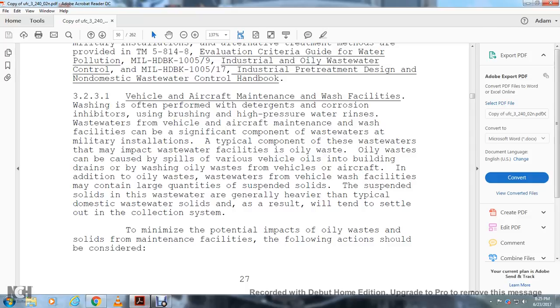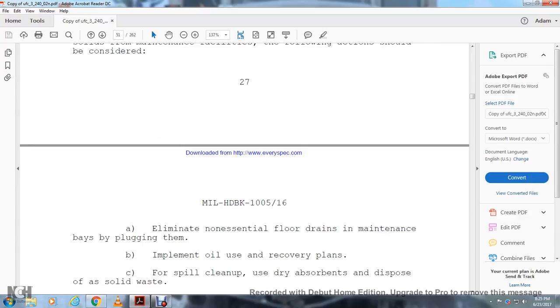Various vehicle oils and buildup in the drains and washing oil waters. Waste from the vehicle and aircraft, in addition to the oil waste, and the wastewater of the vehicle wash facilities may contain a large quantity of suspended solids. The suspended solids in the wastewater are generally heavier than typical domestic wastewater solids. As a result, they will tend to settle out of the collection system. To minimize the potential impact of the oil waste and solids from the maintenance facilities, the following actions should be considered.